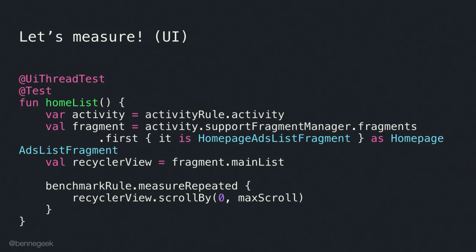So the first lines are actually just setting up the activity that we are testing. This activity is the home screen of our app. And we are getting the recycler view. The recycler view is inside the fragment that we have, so we're just finding a way to get it from the activity. And then we are measuring the scroll performance of the home screen that we have.